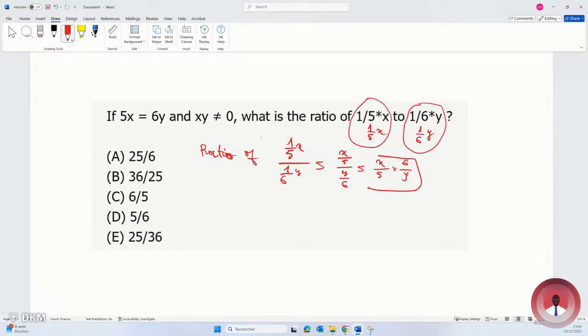Okay, so we can change the value of x. We have 5x equals 6y, so x is actually equal to 6y over 5. So if we change it here, now this will be equal to 6y over 5 multiplied by 6 over y.